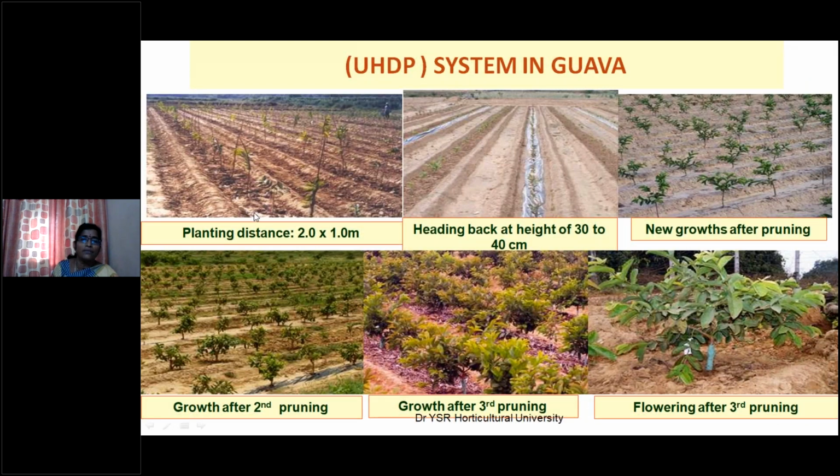So these photographs explain how the field looks in ultra high density planting after establishment, and this is first heading back at 30 to 40 centimeters, and new growth will start after first pruning, and then again you have to prune the primary branches, that is secondary pruning, and this is the growth after third pruning, and these shoots are allowed for flowering and fruiting.